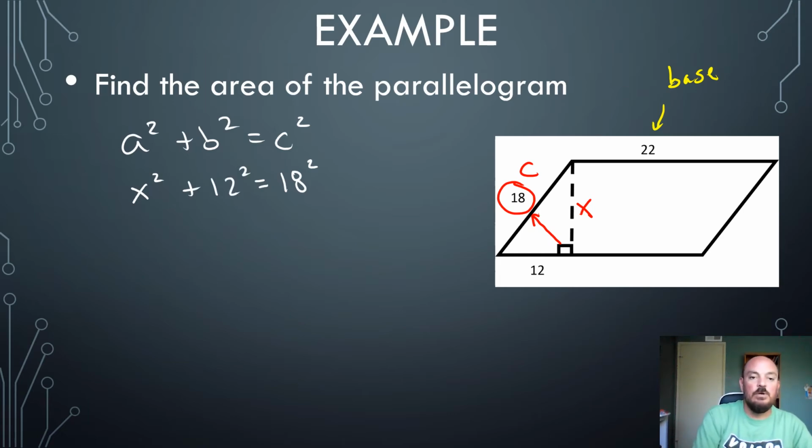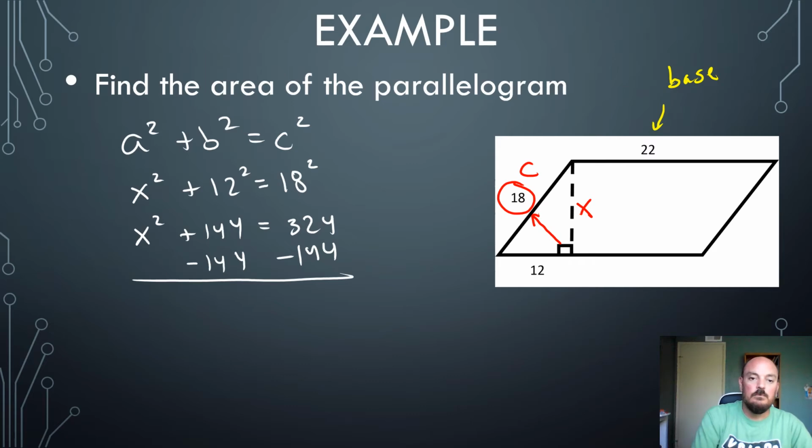Now let's do the squaring part. Let's leave the x squared. 12 times 12 is 144. 18 times 18 is 324. And then let's solve for x. I am going to subtract 144 from each side. And that gives me 180. So x squared is 180.